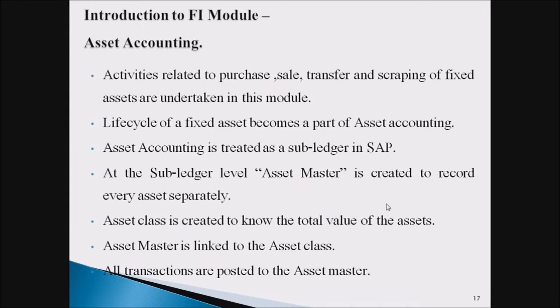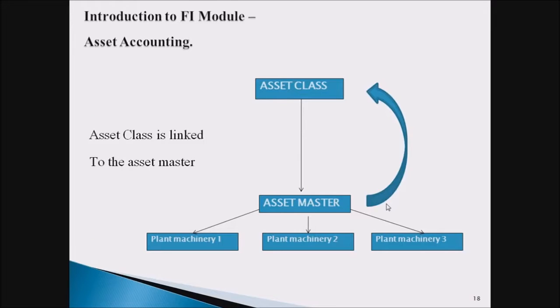Right. The next important area, we call this asset accounting. Now this is where we are talking about all our fixed assets. Activities related to purchase, sale, transfer, and scrapping of fixed assets are undertaken in this module. So what are we trying to do here? In simple terms, we call it the life cycle of a fixed asset. The life cycle starts with the first stage, that is when you are buying the asset. So right from the first stage till the last stage, which we call scrapping, whatever happens in the life of the asset becomes a part of your asset accounting.